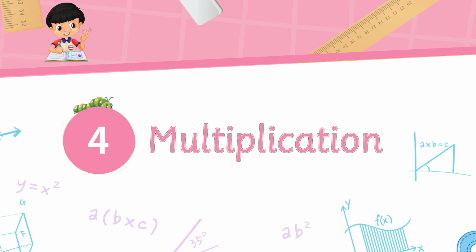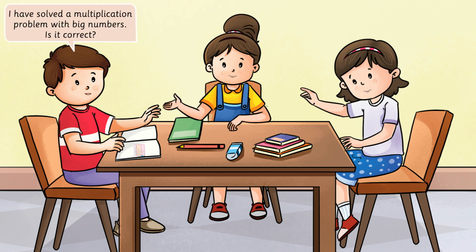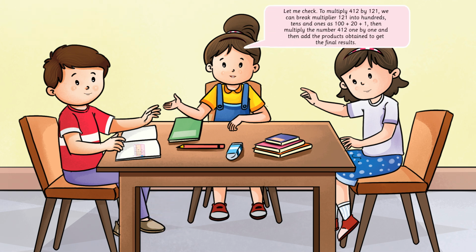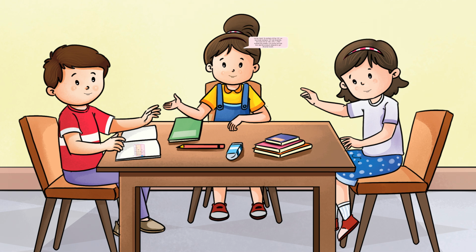Chapter 4 Multiplication. I have solved a multiplication problem with big numbers. Is it correct? Let me check. To multiply 412 by 121, we can break the multiplier 121 into hundreds, tens and ones as 100 plus 20 plus 1. Then multiply the number 412 one by one and then add the products obtained to get the final result.